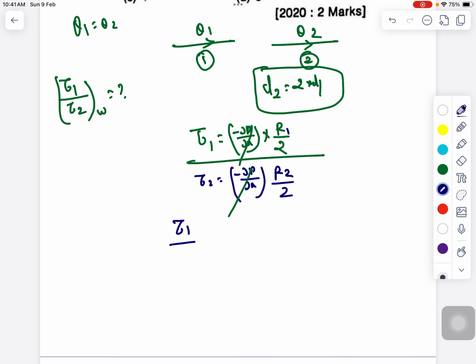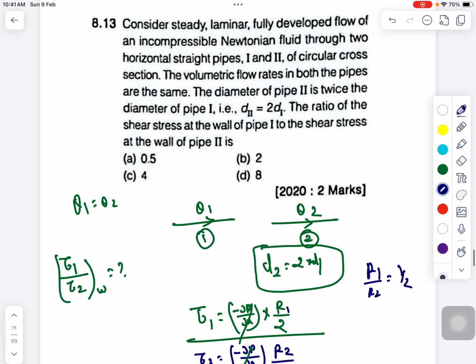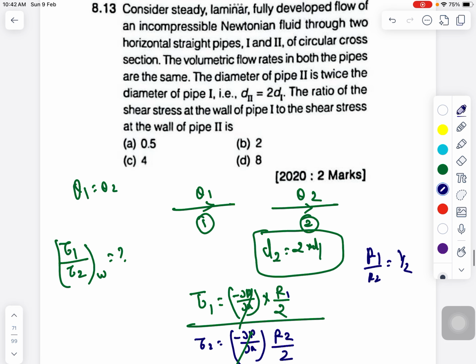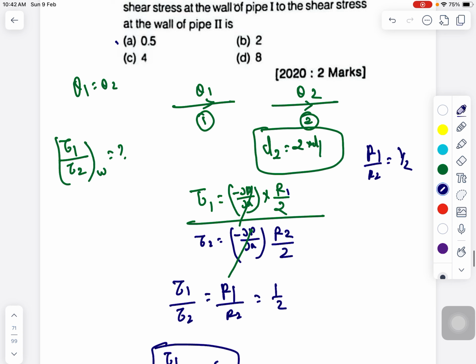So finally I can say that tau 1 and tau 2 will be equal to R1 divided by R2, and from here you can say that R1 by R2 equals 1 by 2. So the ratio of tau 1 and tau 2 will be equal to 0.5. This is very simple. You can see only one or two steps, you will be able to get the answer, right? So from here option A will be correct.